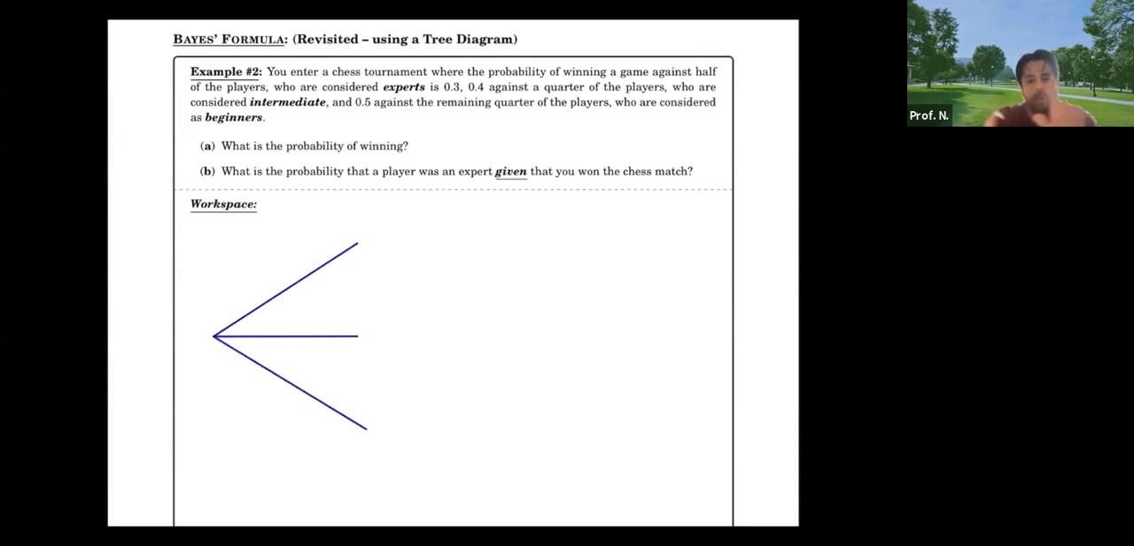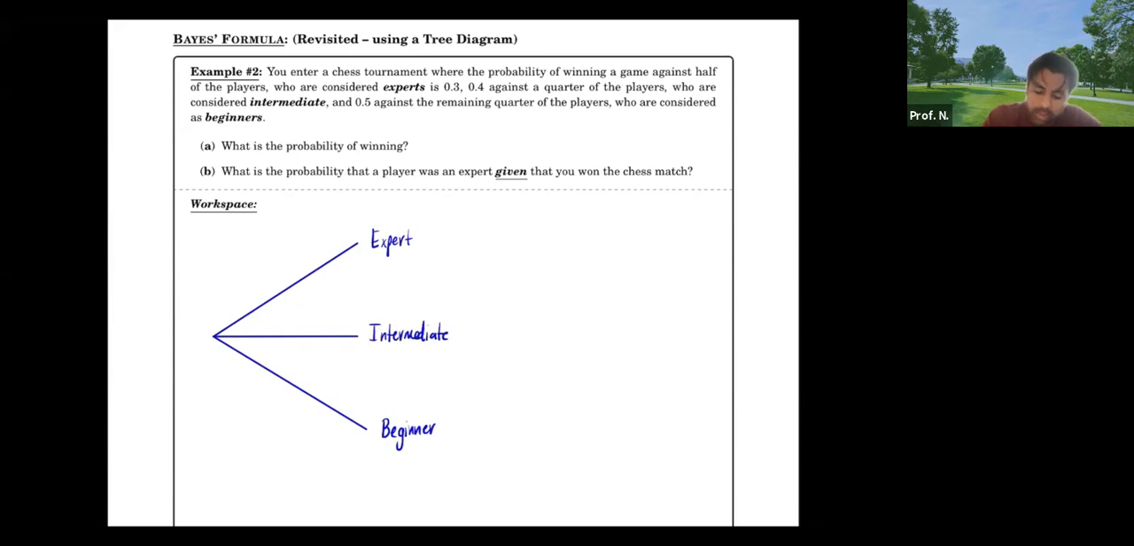So the first ramification, the first layer of these branches, is whether they're an expert, intermediate, or beginner. Right? We can't play a player that's both an expert and an intermediate. So this is the first layer of having mutually exclusive events. So in this case, we have 3. In the other 2 cases we've been dealing with, we've just been doing 2 branches every time. This is okay. It happens. We can have more than 2. In this case, we have 3.